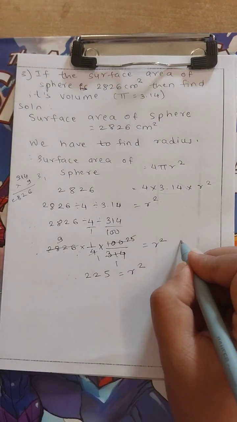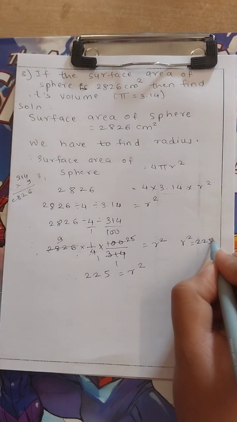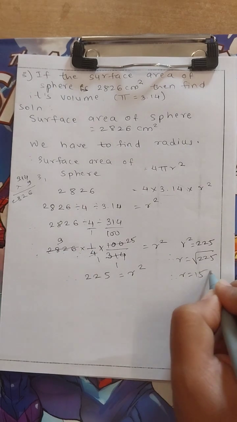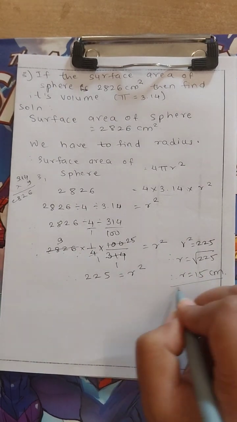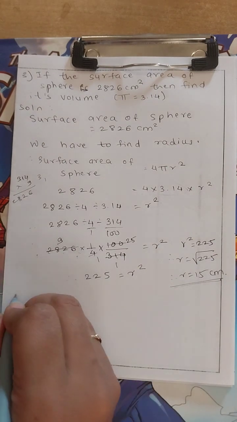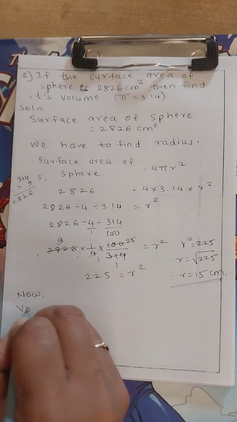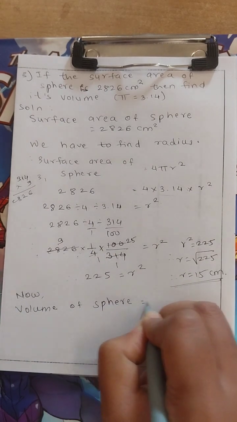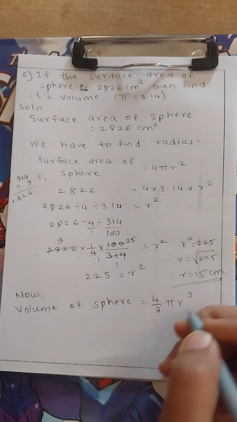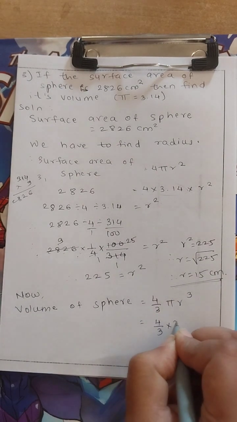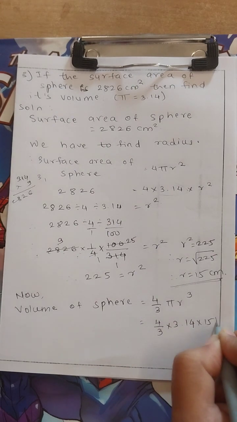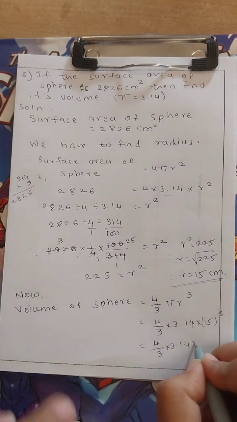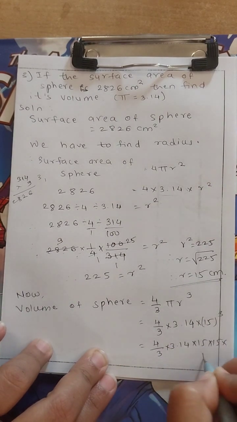Now r square is equal to 225. Then what is r? Square root of 225, which is equal to 15 centimeter. We got the value of r is 15 centimeter. Now volume of sphere. Volume of sphere is 4 upon 3 pi r cube, which is equal to 4 upon 3 into 3.14 into 15 cube, which is equal to 4 upon 3 into 3.14 into 15 into 15 into 15.